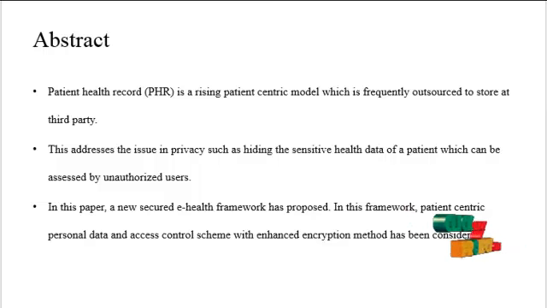In this, a patient health record is a rising patient-centric model which is frequently outsourced to store with a third party. This raises privacy issues, such as hiding the sensitive health data of a patient, which can be accessed by unauthorized users. In this paper, a new secure e-health framework has been proposed. In this framework, patient-centric personal data and access control schemes with an enhanced encryption method have been considered. Security and privacy of personal health information have been identified by digital signatures and patient pseudo identities as well.